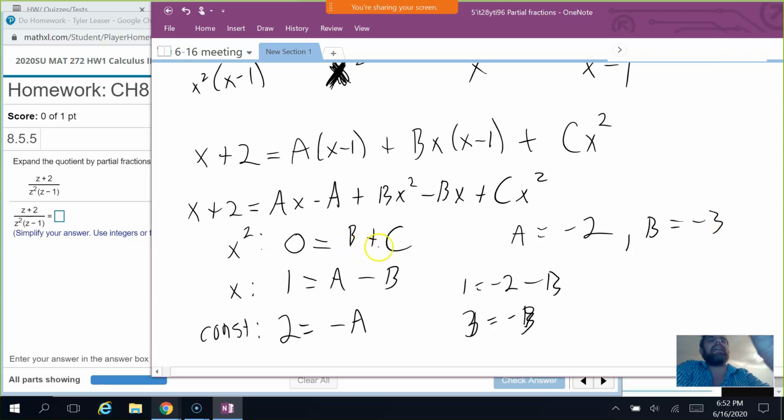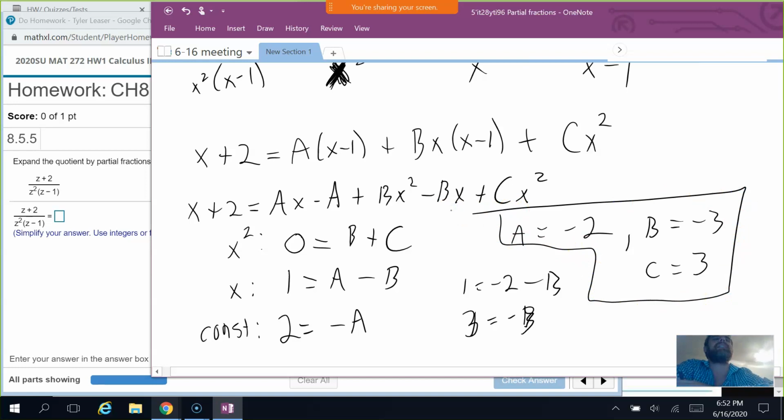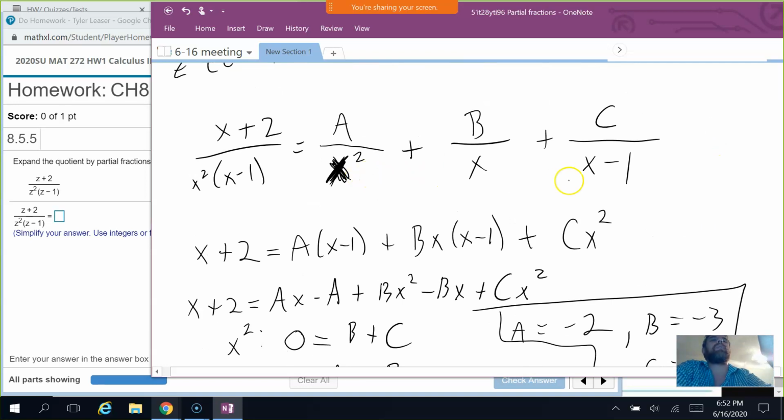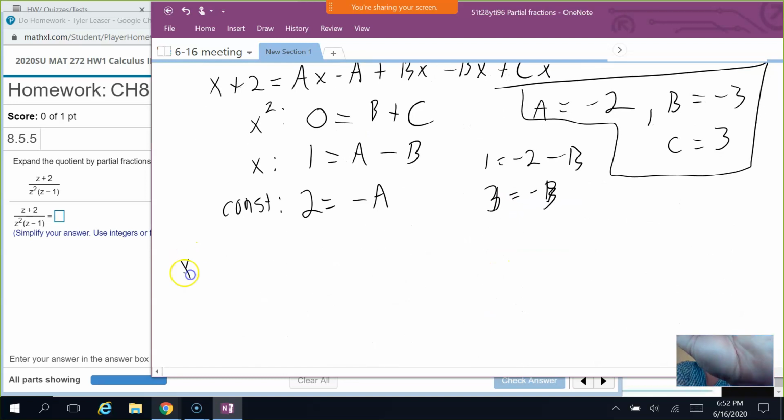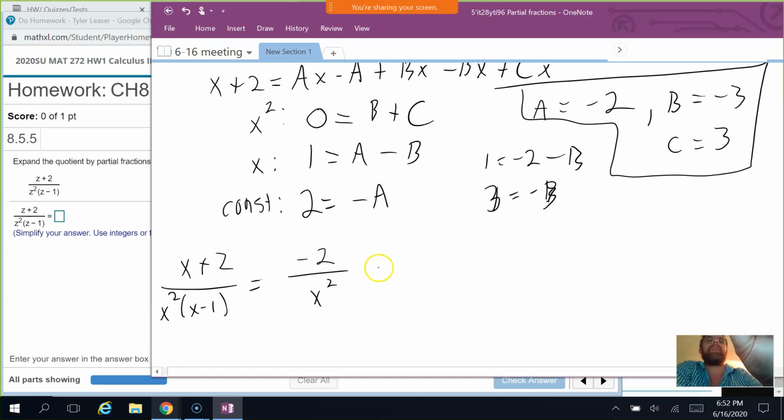If b is equal to negative 3, then the only way for those two things to add together to be 0 is if your c is positive 3. So here's our a, b, and c. What that allows us to do is we can go back up to our decomposition here and plug back in the a, the b, and the c. So what we get is (x plus 2) over (x squared times (x minus 1)) is the same thing as, it was a, so negative 2 over x squared, plus b, which was negative 3 over just x, plus c, which is positive 3 over x minus 1.